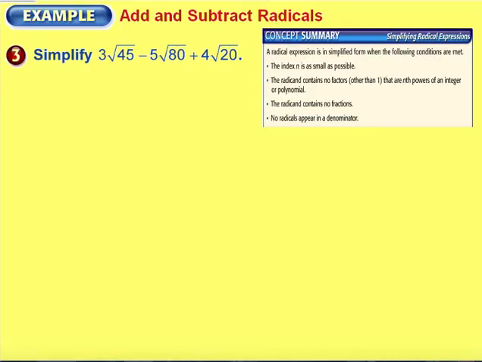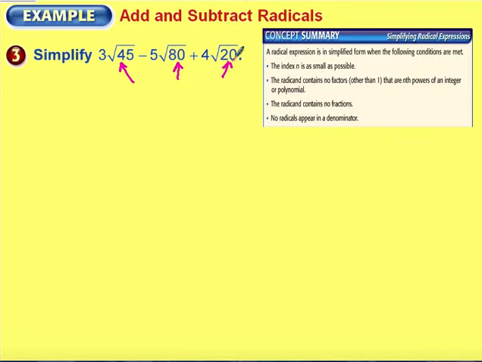All right, so let's look at this problem here. At first glance, it looks like there's nothing that I can do because it appears that all 3 of these radicals are different. The square root of 45, the square root of 80, and the square root of 20.